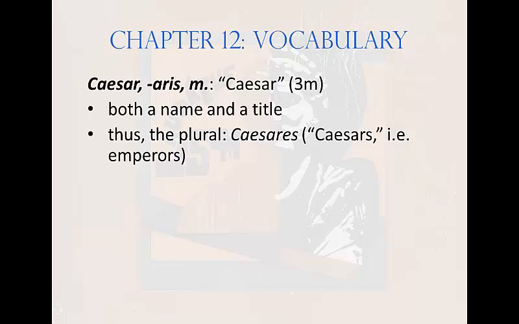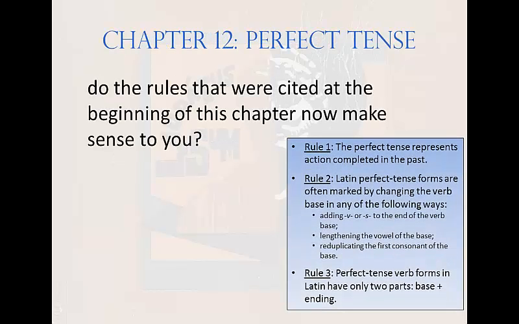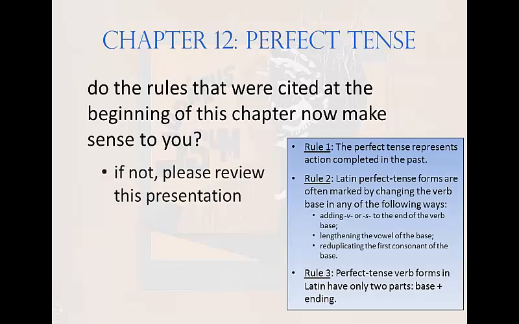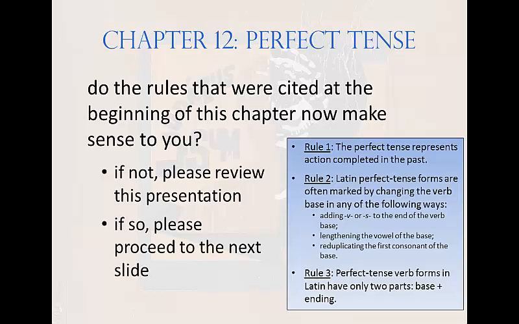And that's it. That's the end of the presentation for Chapter 12. Do the rules that were cited at the beginning of this chapter now make sense to you? If not, please review this presentation. If so, please proceed to the next slide.